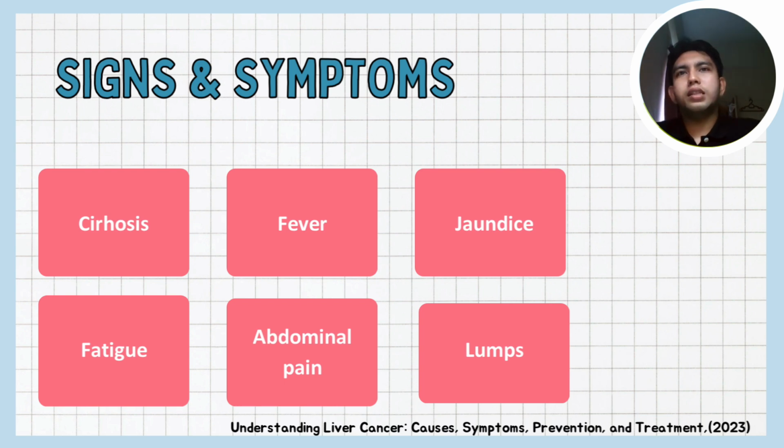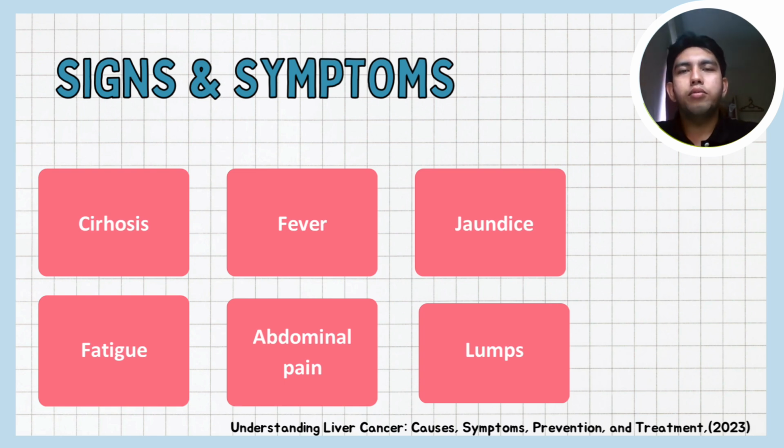Today I will explain about the signs and symptoms. So the signs and symptoms for HCC include cirrhosis. Cirrhosis is the condition that causes severe scarring of the liver. It is usually caused by liver disease and alcohol abuse.